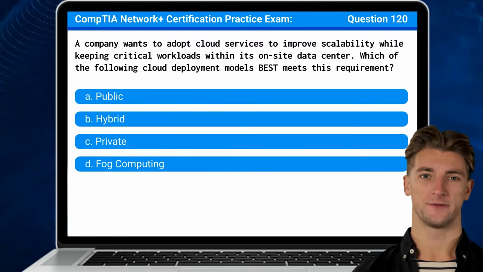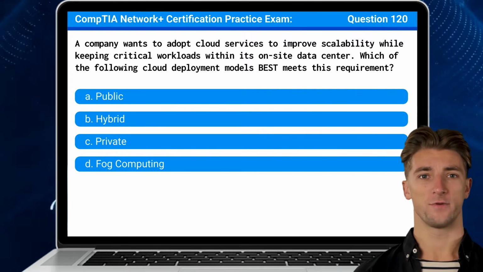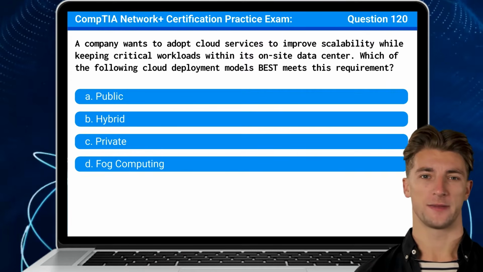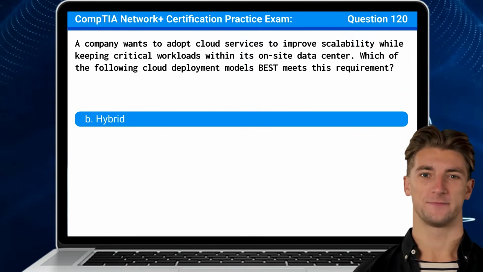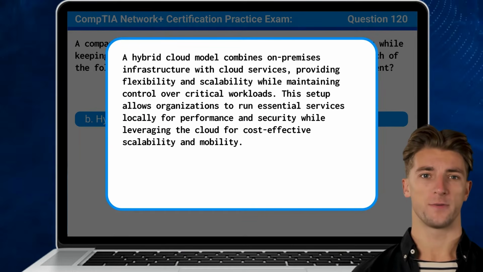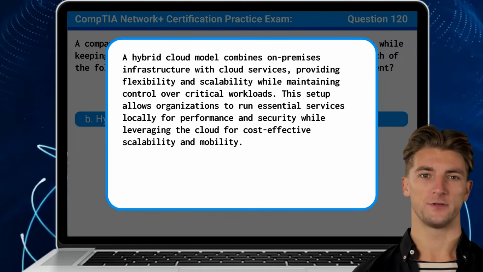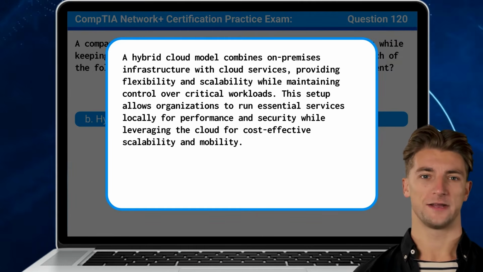Question 120. A company wants to adopt cloud services to improve scalability while keeping critical workloads within its on-site data center. Which of the following cloud deployment models best meets this requirement? The answer is B. Hybrid. A hybrid cloud model combines on-premises infrastructure with cloud services, providing flexibility and scalability while maintaining control over critical workloads. This setup allows organizations to run essential services locally for performance and security while leveraging the cloud for cost-effective scalability and mobility.